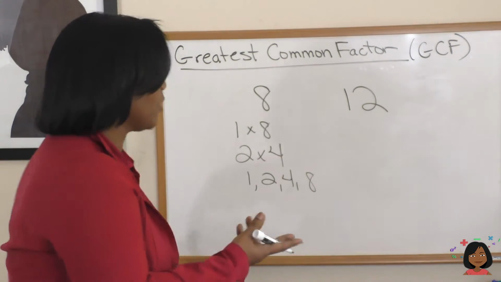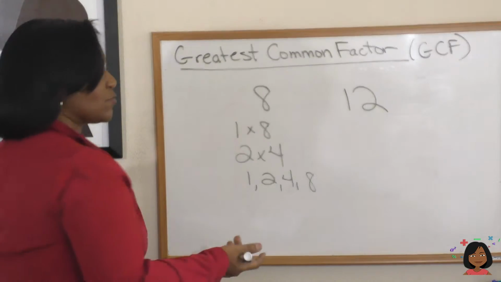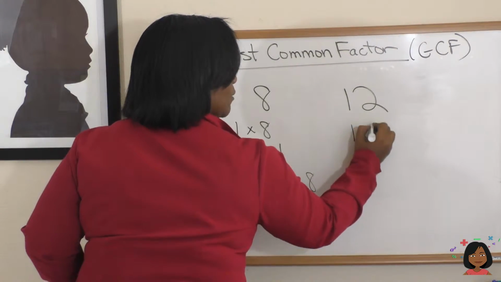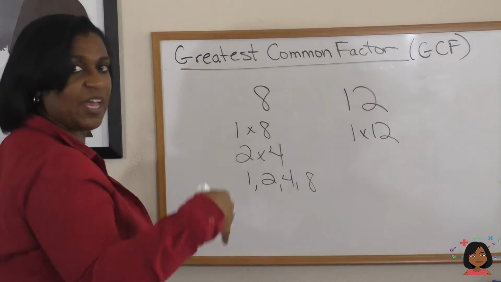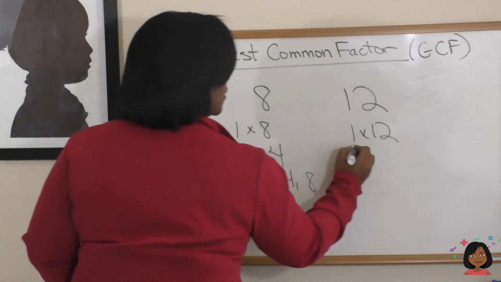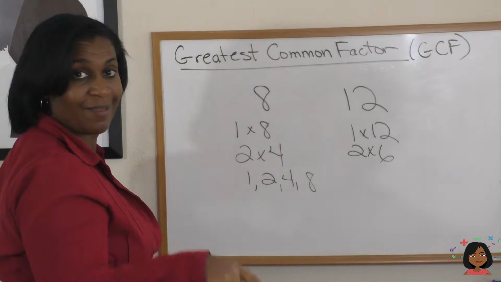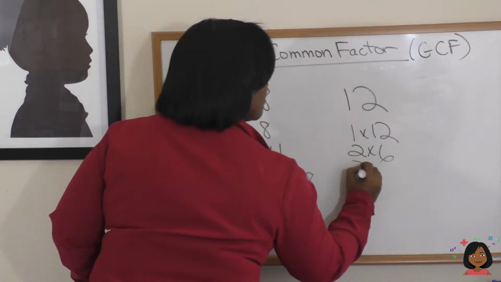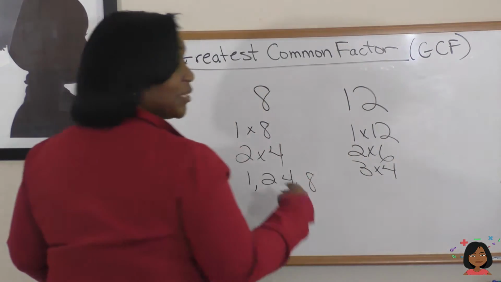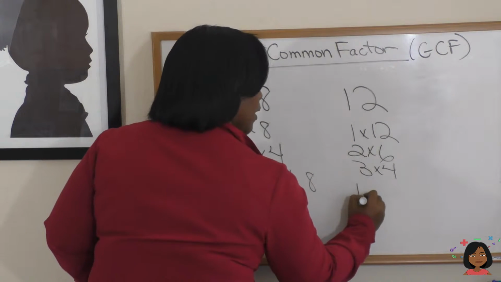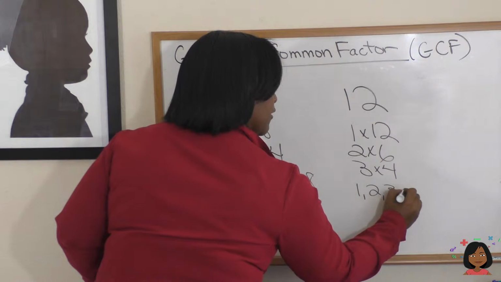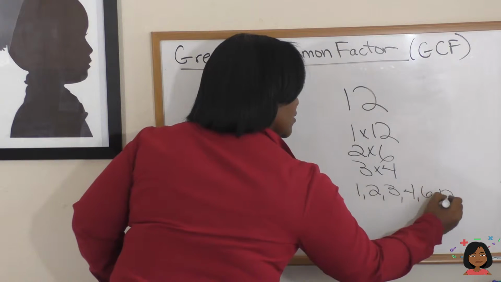Now let's go to the 12. What are the factors of 12? 1 times 12, keep it coming. 2 times 6, don't stop here. And 3 times 4. So let's write them all out. 1, 2, 3, 4, 6, 12.